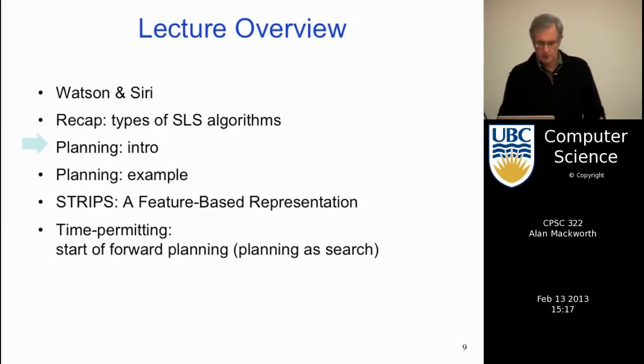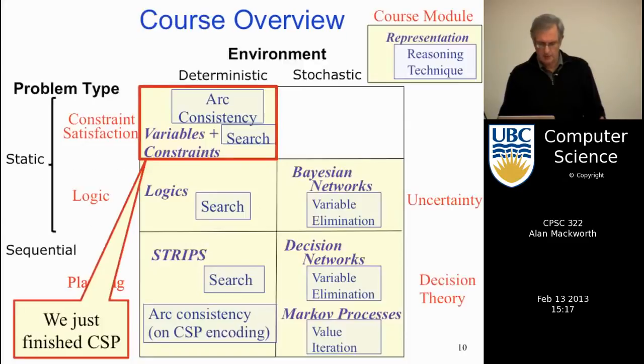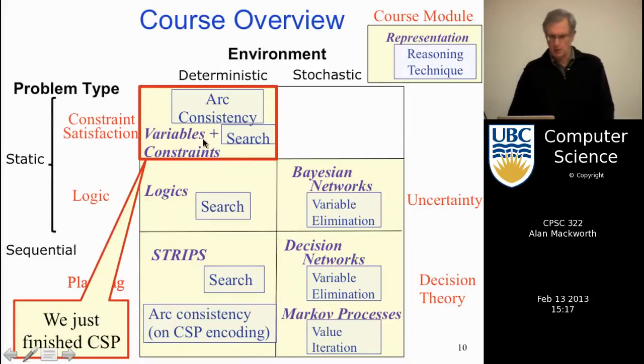Okay, so we're going to talk briefly about an intro to planning, and then talk about an example. Just where we are in the course, we've done constraint satisfaction. We talked about the representation. Remember, this is the representation, variables plus constraints, instead of using states, where features and variables are used interchangeably here.